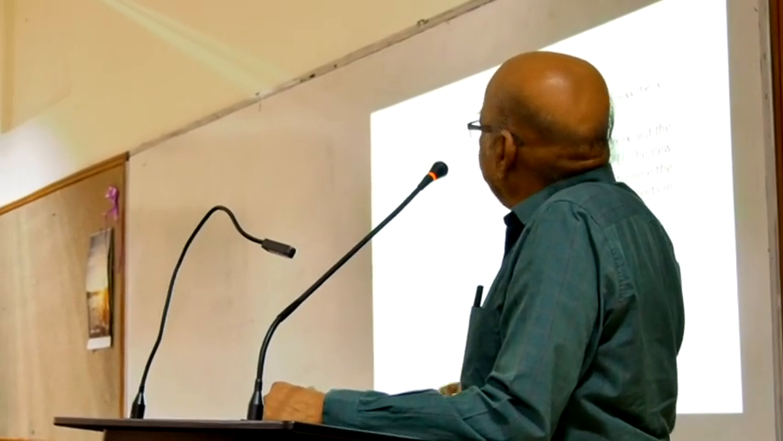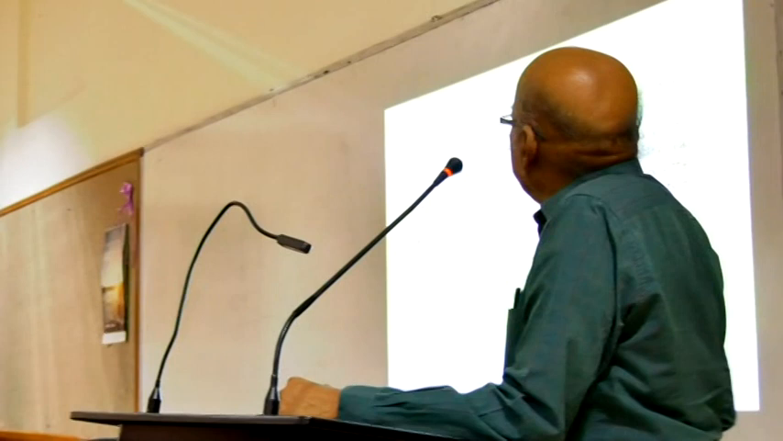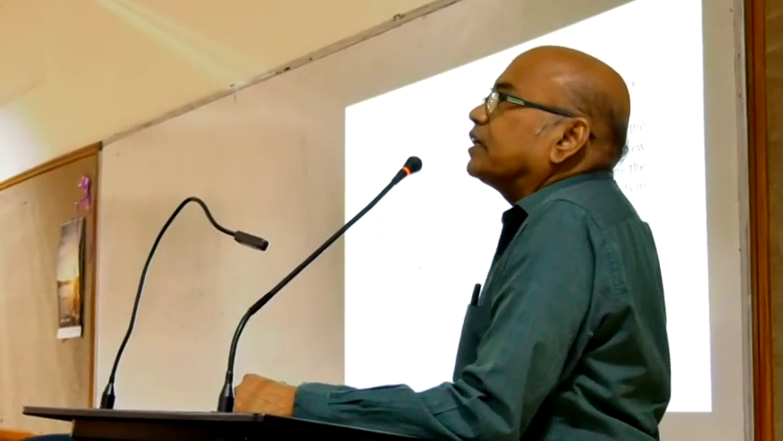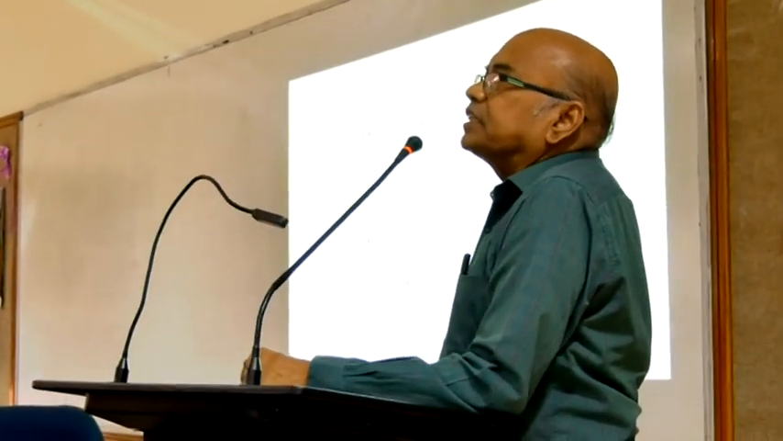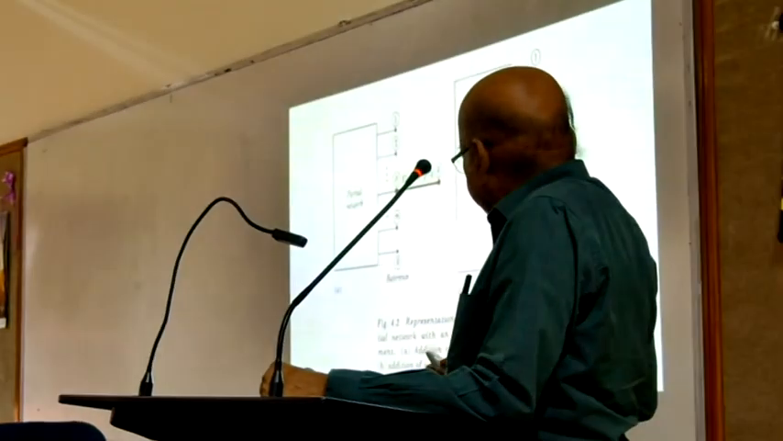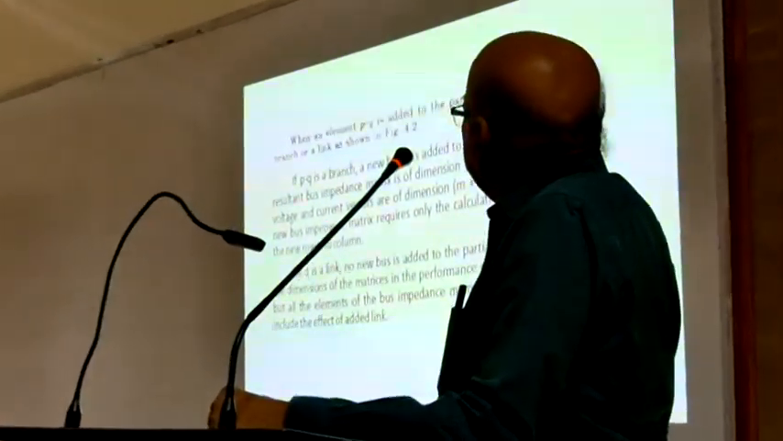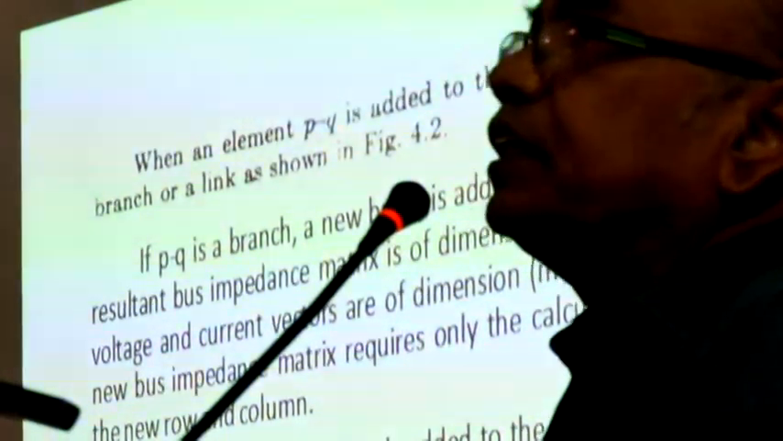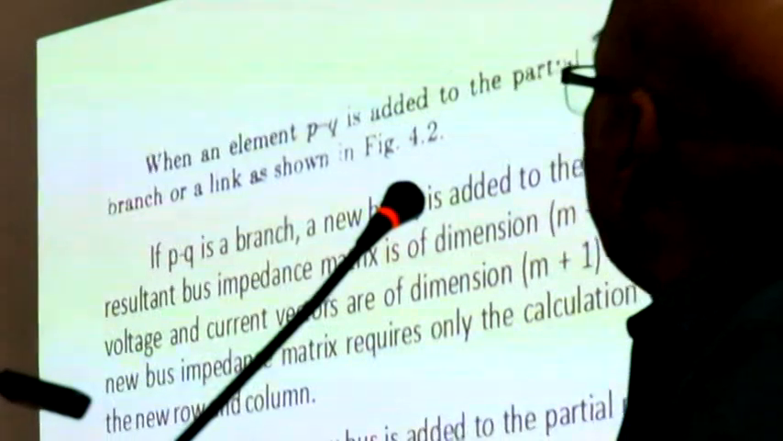Now, of course, when PQ, that is the added element, is a branch, a new bus Q is added to the partial network, and thereby the dimension of the matrix is now increased to M plus 1 by M plus 1. That is, the size of the matrix will be increasing. And the current vector and the voltage vector are M plus 1 by 1.